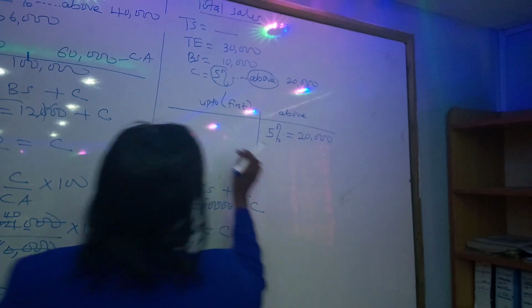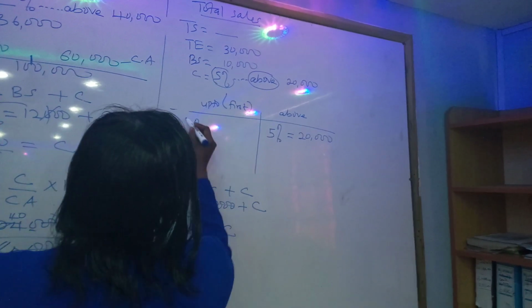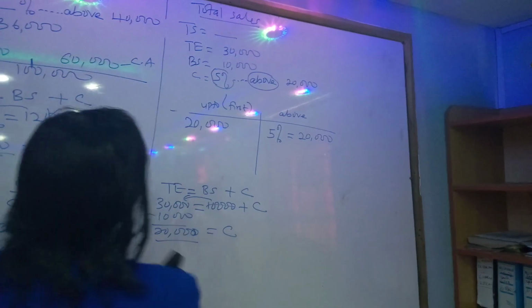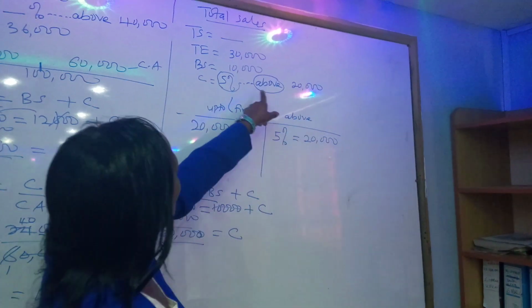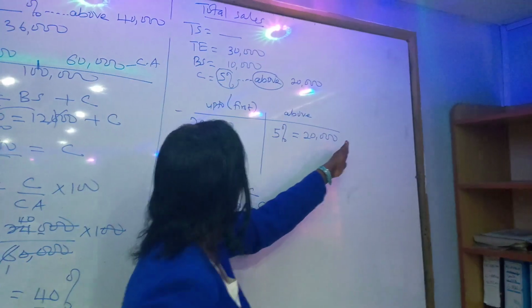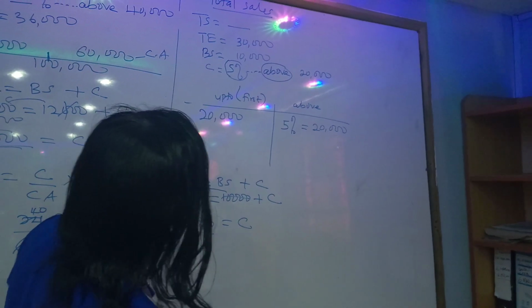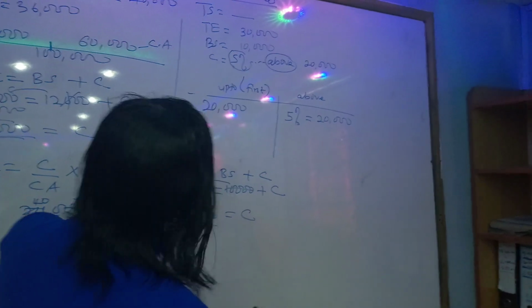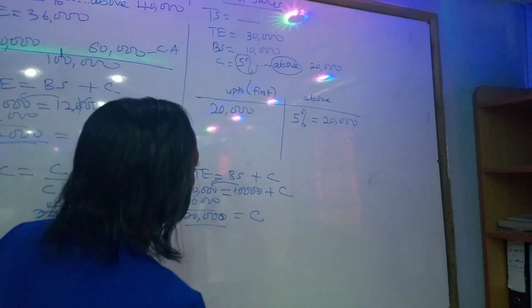But remember this side, we have our 20,000. Where did it come from? This 20,000 is in the question. Any money that's above 20,000 is on this side, above. But the first 20,000 was not charged. It becomes our non-commissionable amount.